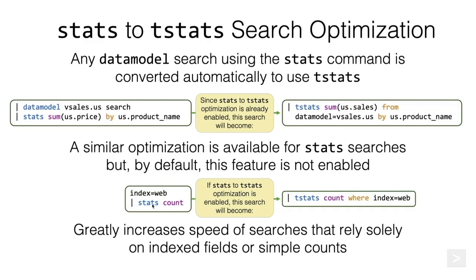enable this particular optimization. The reason this optimization is not turned on by default is that it has a negative effect on something called summary indexing. And when you install Splunk for the first time, we don't know if that site is going to be using summary indexing or not. As such, we have this stats to tstats optimization disabled out of the box. If you are not going to be using summary indexing, then you might think about enabling this particular optimization. Both of these optimizations are enabled in a configuration file called limits.conf.